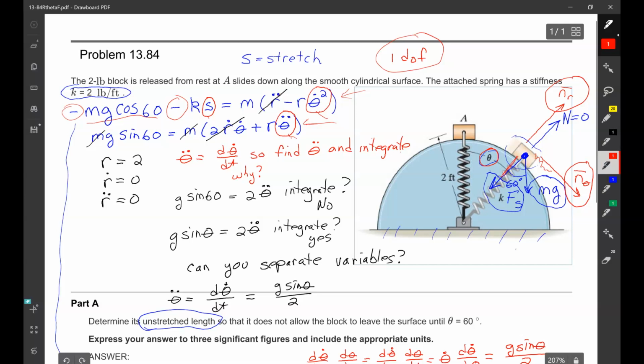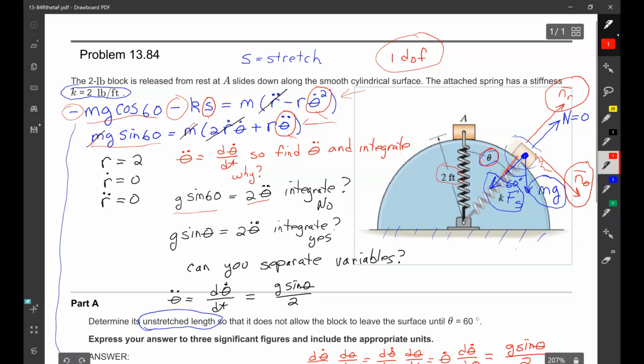Theta double dot is equal to radius, which is 2, right? That's the radius of this guy, 2 times theta double dot. That's the right-hand side. And then over here, I've got the mg sine 60. The masses have canceled. So this is the bottom equation.